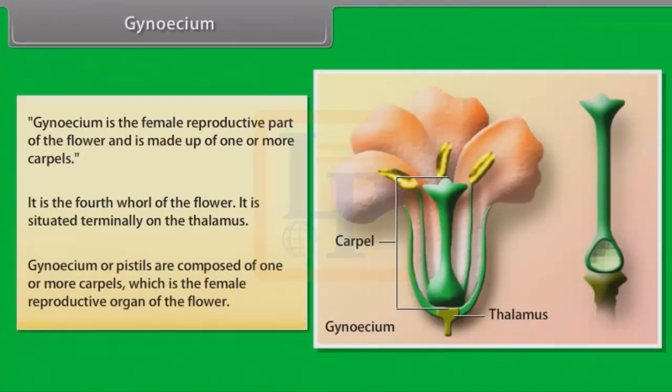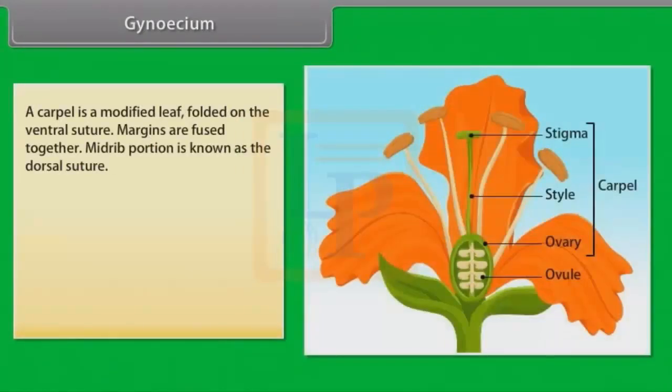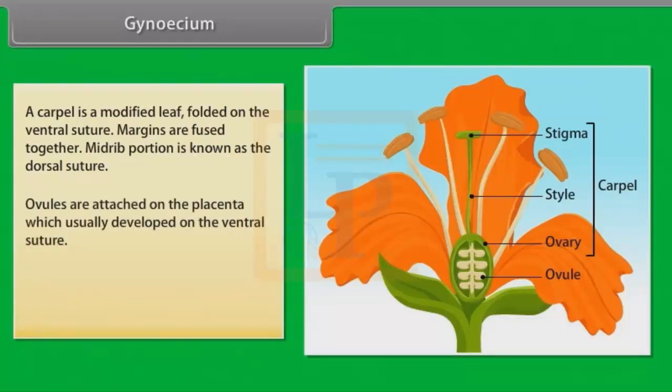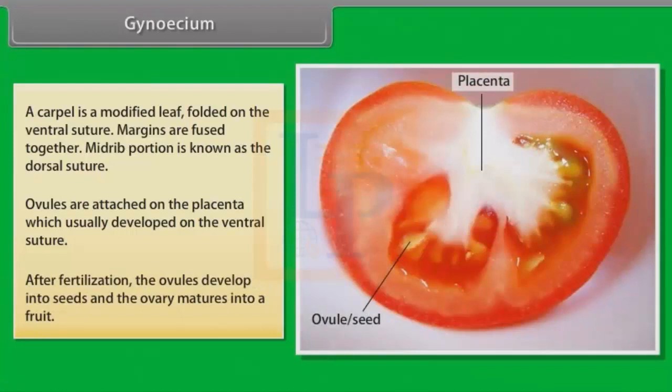Gynoecium, or pistil, is composed of one or more carpels, the female reproductive organ of the flower. A carpel is a modified leaf folded on the ventral suture. Margins are fused together. The midrib portion is known as the dorsal suture. Ovules are attached on the placenta, which usually develops on the ventral suture. After fertilization, the ovules develop into seeds and the ovary matures into a fruit.